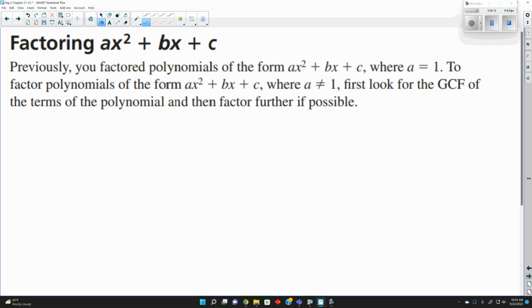Now, factoring ax squared plus bx plus c. Previously, you factored polynomials of the form ax squared plus bx plus c, where a is equal to 1. To factor polynomials of the form ax squared plus bx plus c, where a is different than 1, we first need to look for a greatest common factor of the terms of the polynomial expression. Factor it out first, if possible. So we want to factor out the greatest common factor first.